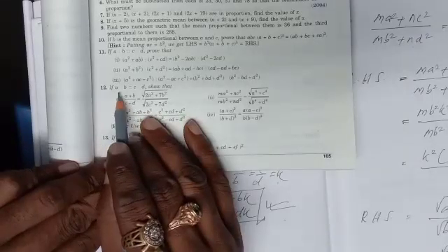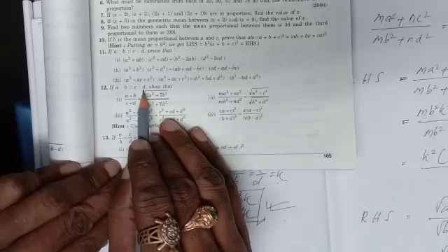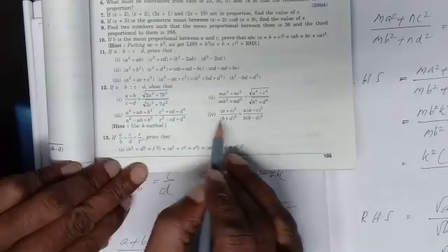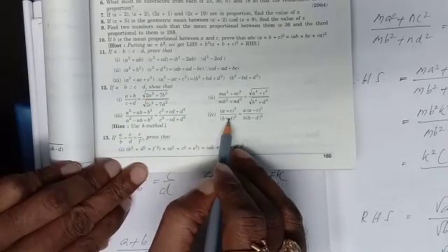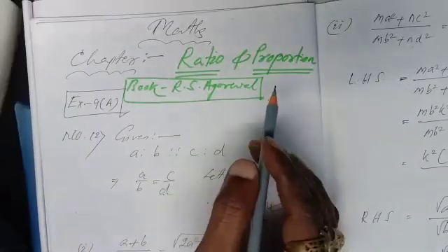Question number 12. If A is to B equal to C is to D, it is given, and there are four parts. Let me solve one by one. It is given A by B is equal to C by D.